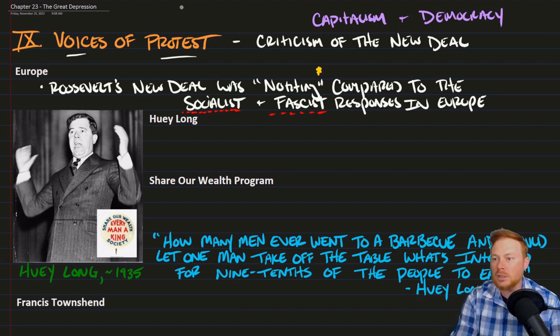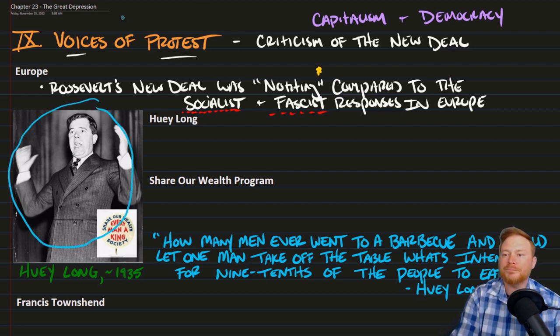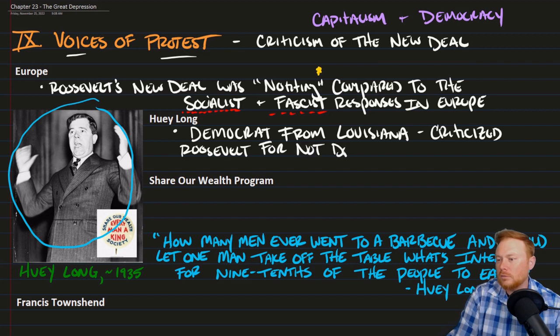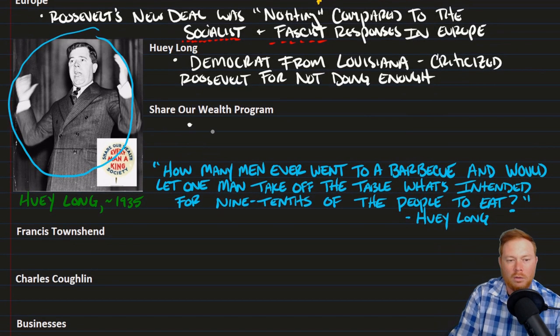And in fact, probably the greatest and most well-known critic of Franklin Roosevelt was Huey Long. Huey Long was, we'll just call him a Democrat, from Louisiana. They criticized Roosevelt for not doing enough. And he had a plan to counter the New Deal that was called the Share Our Wealth program.